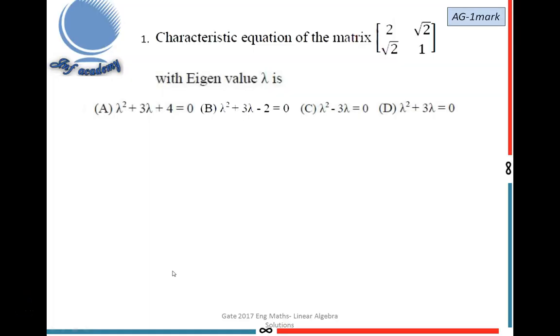Hello everyone. In this video, let us discuss the solution of GATE 2017 Engineering Mathematics questions related to eigenvalue and eigenvector concepts. All the necessary ideas for solving these problems have been given in the eigenvalue and eigenvector concept video.